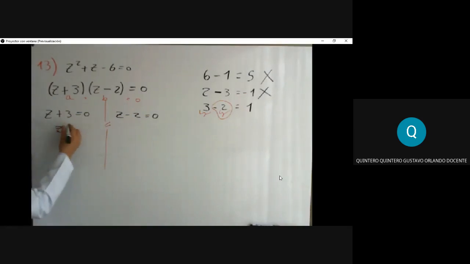So z equals -3. And like this, we have our first solution. The first one is -3. Let's work into the second one.